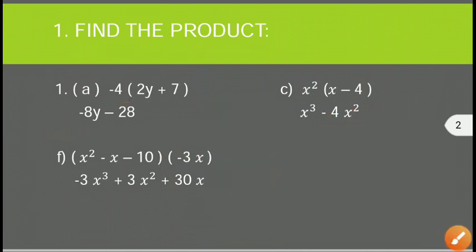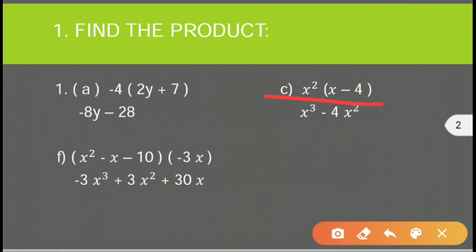Next question, x square in bracket x minus 4. X square is a monomial and x minus 4 is a binomial. So first of all, take this x square, multiply with the x, then again take this x square and multiply with the -4. First, when you multiply x square with the x, you will get x cube.